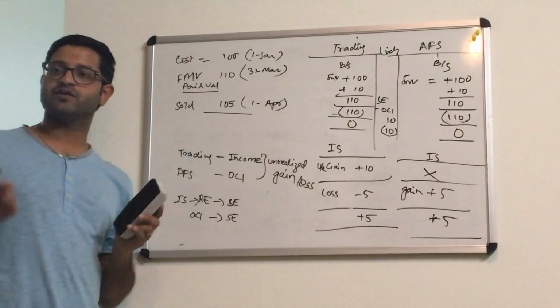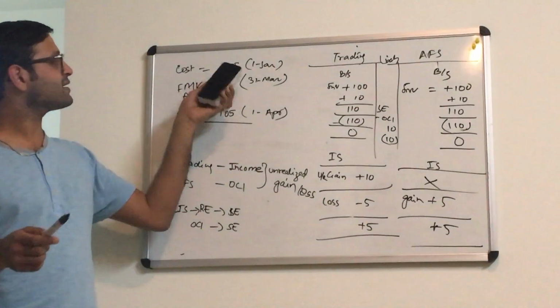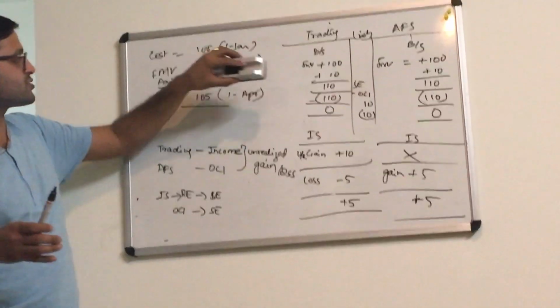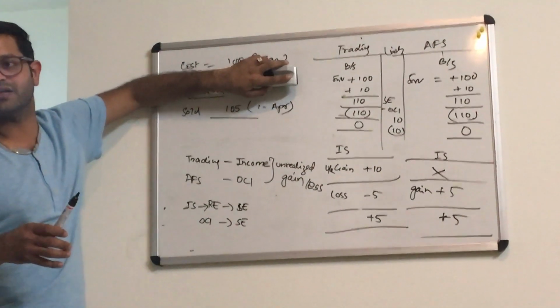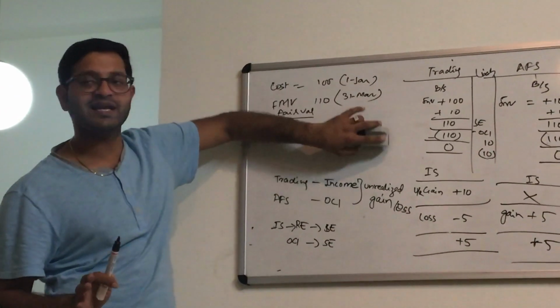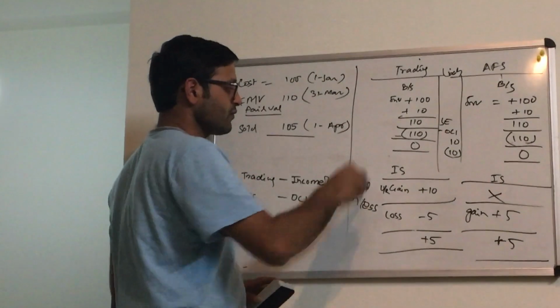The next one is held to maturity, which is pretty simple. Whatever happens doesn't matter. You put it on cost, it remains on cost. No revaluation, so there will not be anything on 31st March. Held to maturity, put it on cost. When you sell it, you have a 5 rupees gain. You will recognize that.